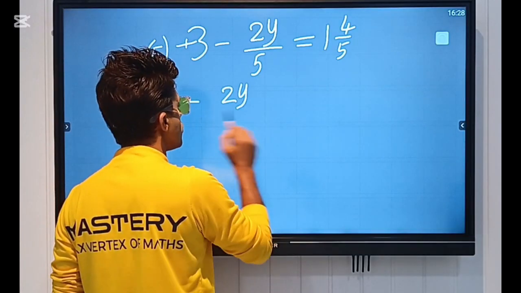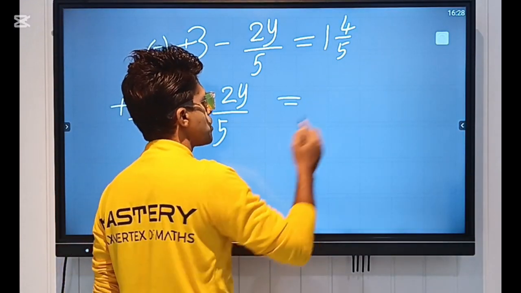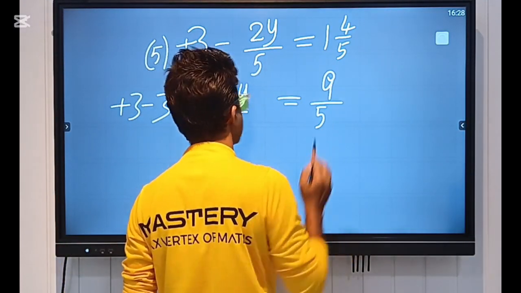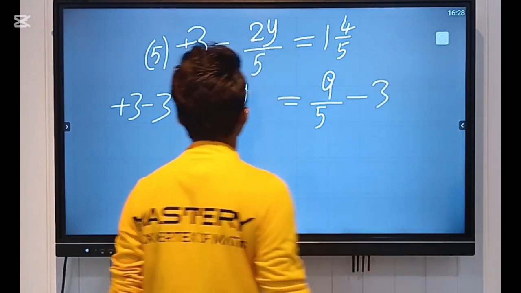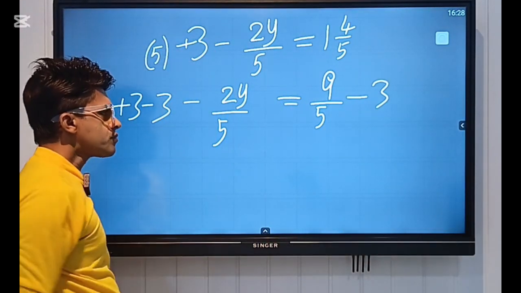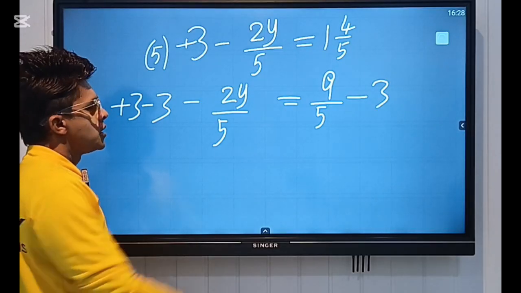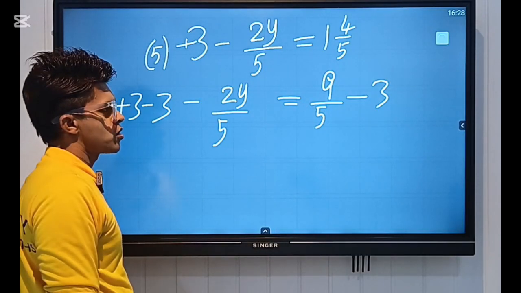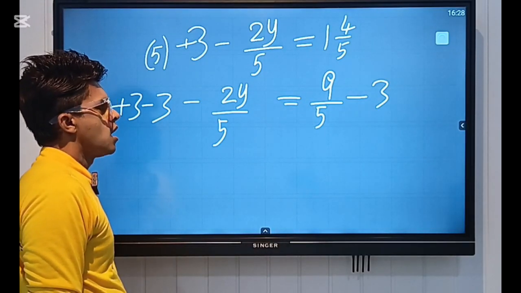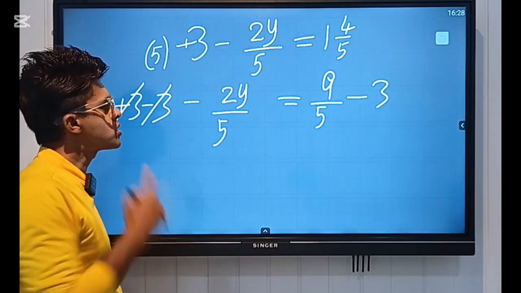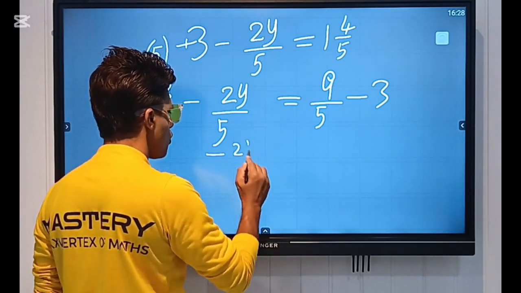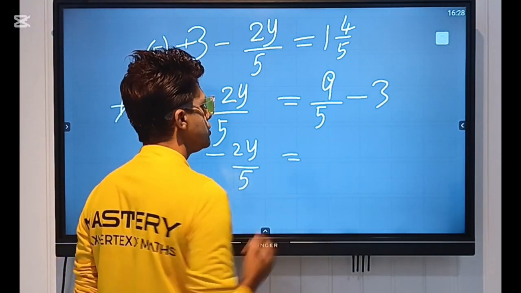Here minus 2y over 5, then 5 into 1, 5 plus 4, 9, 9 over 5. So from this side also you could subtract 3. Here plus 3, therefore from the right hand side also, subtract 3. So right now plus 3 and minus 3 can be cancelled out. Then here minus 2y over 5.